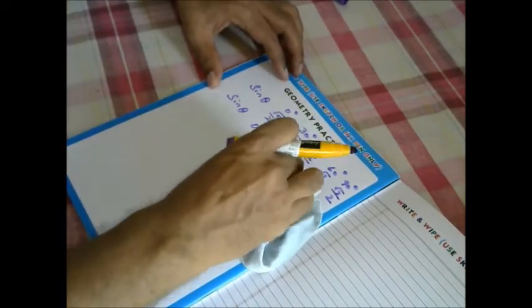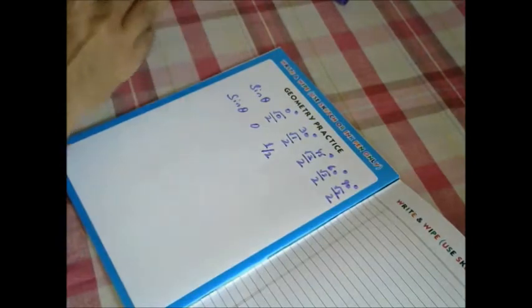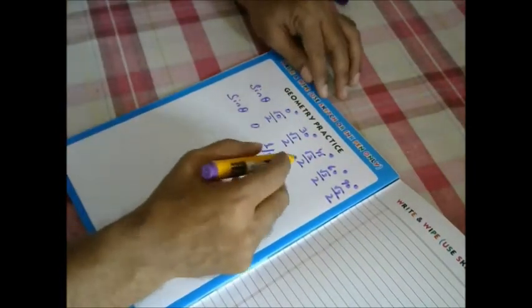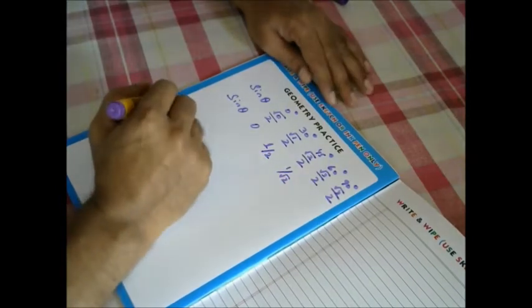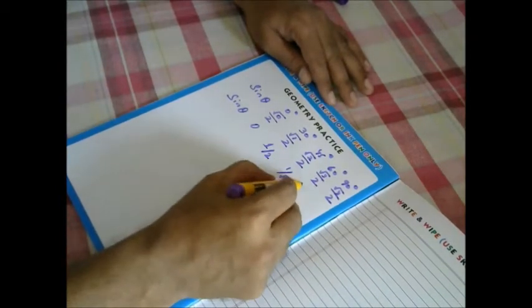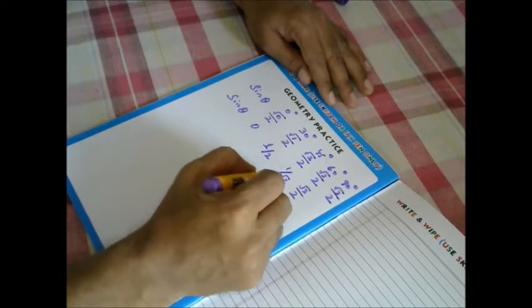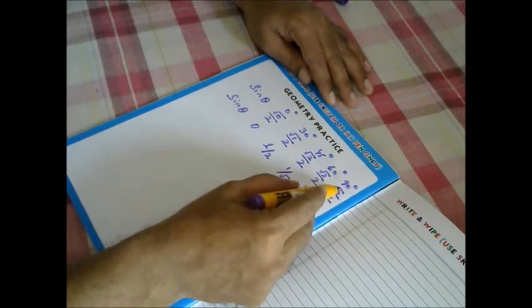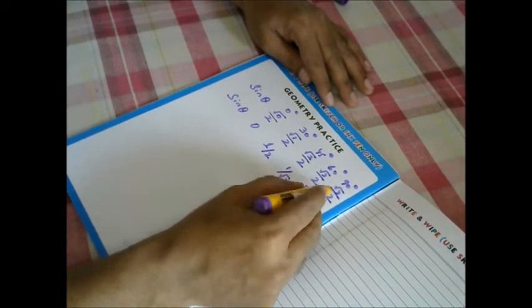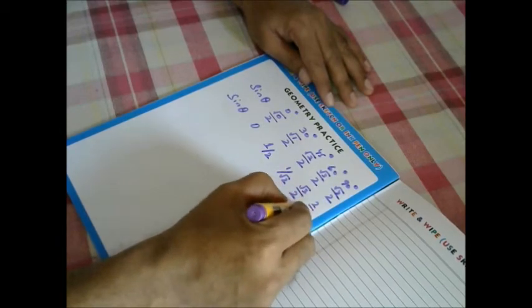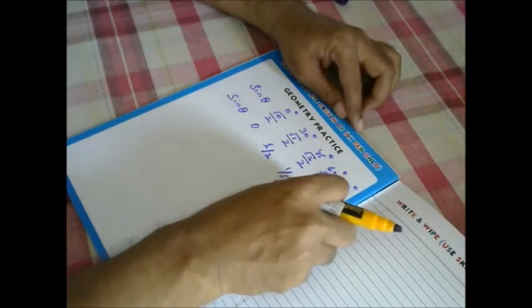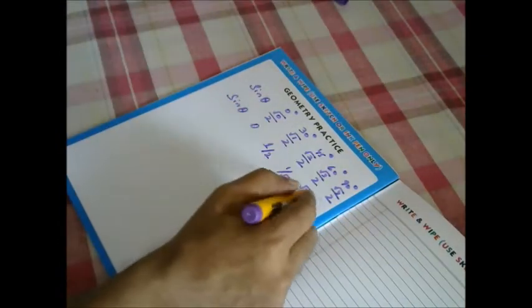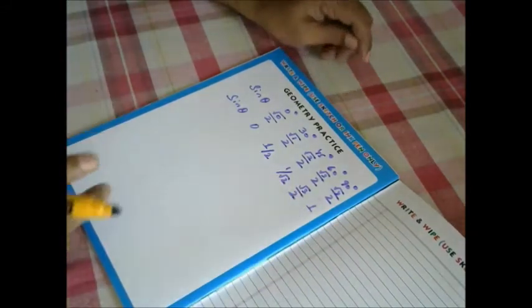So we will write here 1 by root 2. Now root 3 by 2 will be as it is. And root 4 we can write as 2, so 2 by 2 gets cancelled and we are left with 1. Let me rub it and we will write 1.